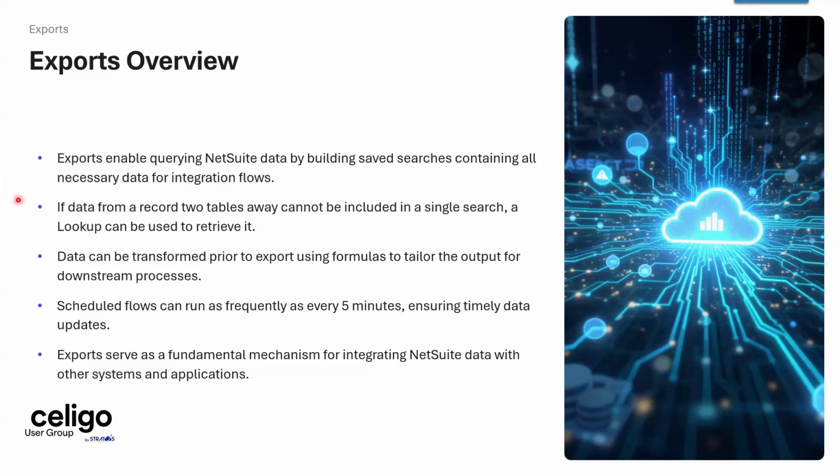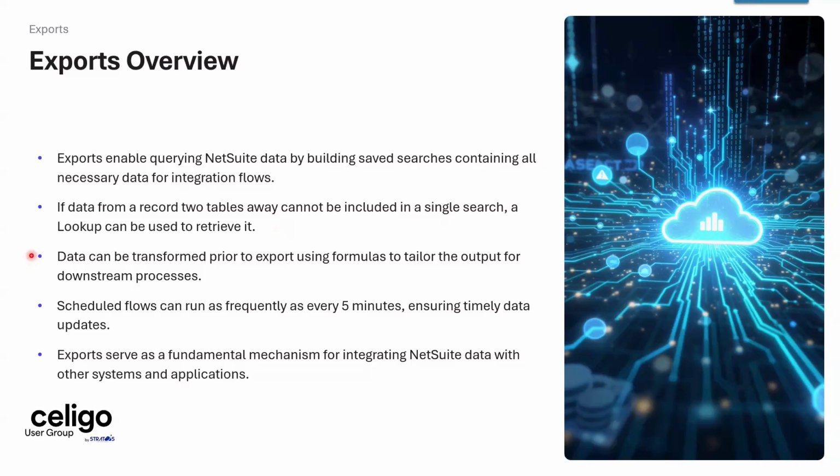flow. If data from a record 2 tables away cannot be included in a single search, a lookup can be used to retrieve that data. And I do have an example of using a lookup for records that are a couple tables away in NetSuite, where you can't pull in all of that data to one save search.